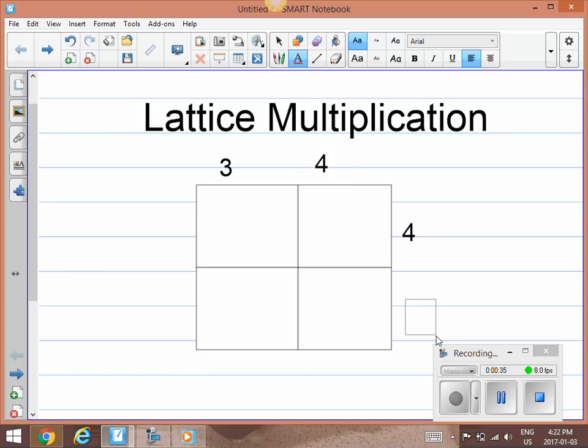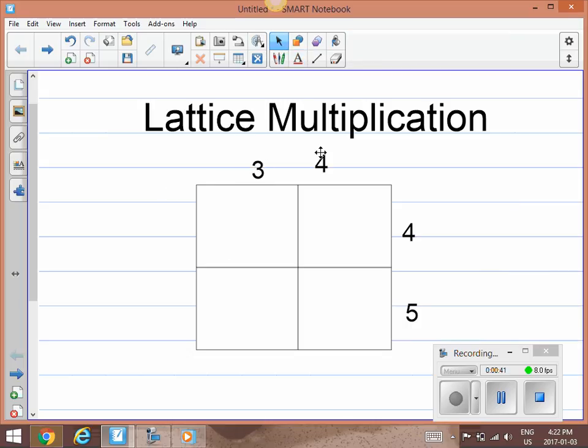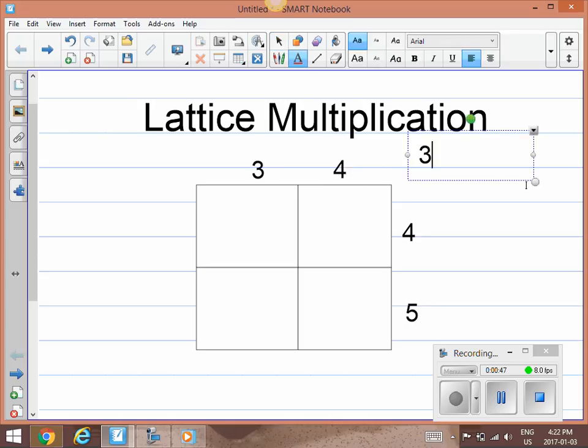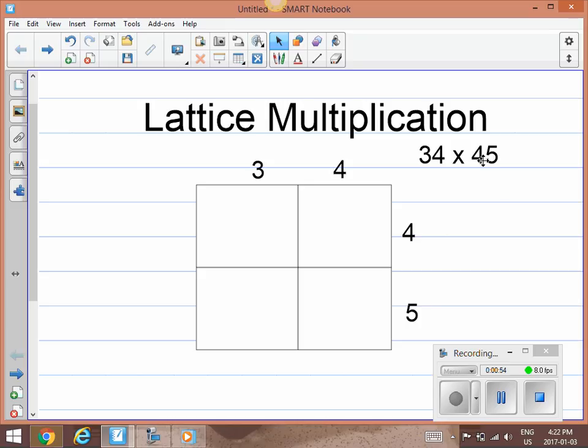and I'm going to set this up so we can look at this strategy again. So what I'm doing right now is putting in some factors for this multiplication question. We're multiplying 34 times 45. So I'll move this out of the way just in case it gets in the way. What we've done is we've separated the 30 from the 4 and the 40 from the 5.